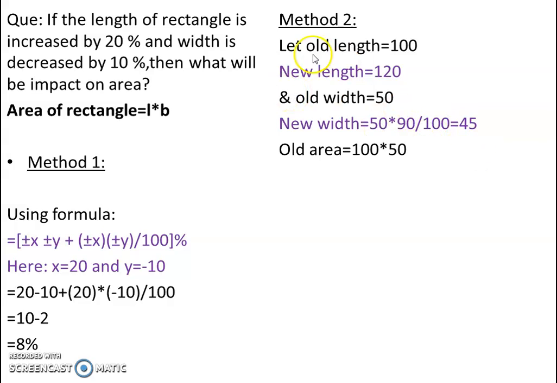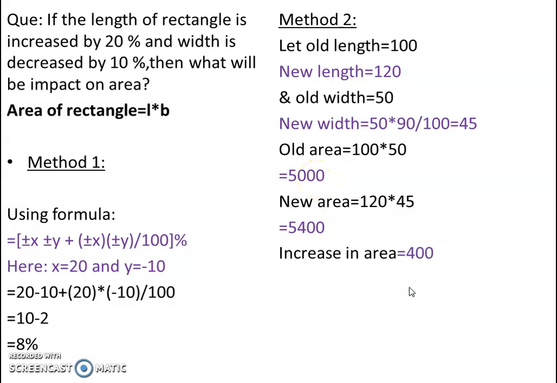So by multiplying old length with old width, we will get old area, and old area will be equal to 5000. New area will be when we multiply new length with new width, and that is equal to 5400. So it is clearly visible that there is an increase in area, and the increase in area is equal to 5400 minus 5000, and that is equal to 400.